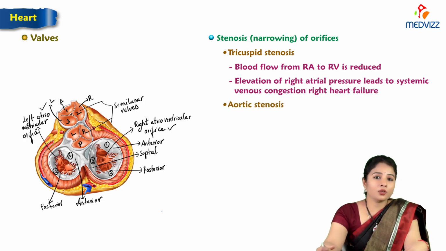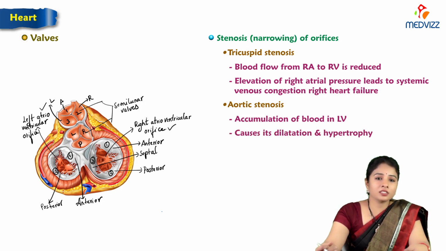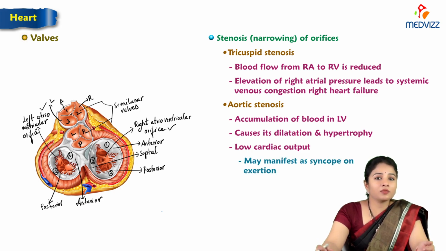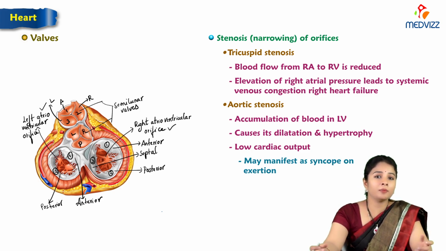And next is the aortic stenosis. In aortic stenosis, there is the accumulation of the blood in the left ventricle causing its dilatation and hypertrophy. So there is a low cardiac output which may manifest as syncope, that is fainting on exertion. So when the person does exercise, he may faint, and that is called syncope.